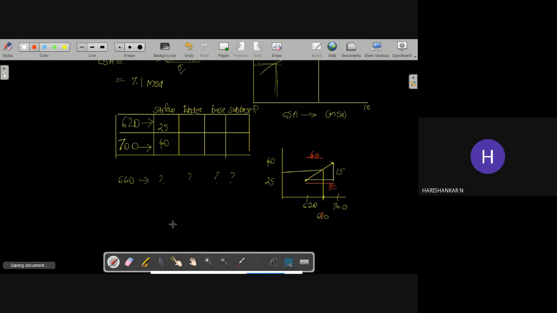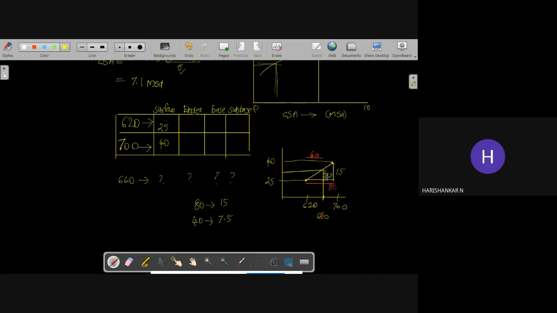So I can simply interpolate just like if I'm having 80 in the x-axis, then it will be 15 in the y-axis. And if I'm having 40 in the x-axis, then it will be 7.5. Okay, so here it will be 7.5. This much distance will be 7.5. So once I'm getting this 7.5, then I can add this 7.5 to this 25. Okay, here it is 25. So here it is 40.